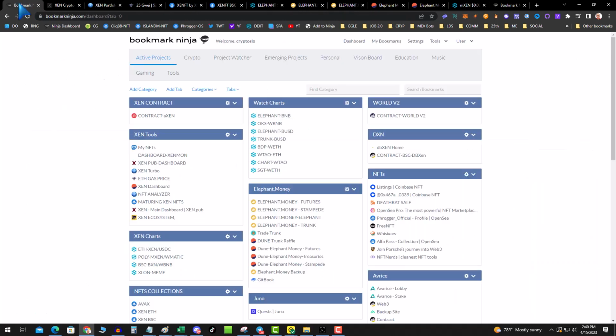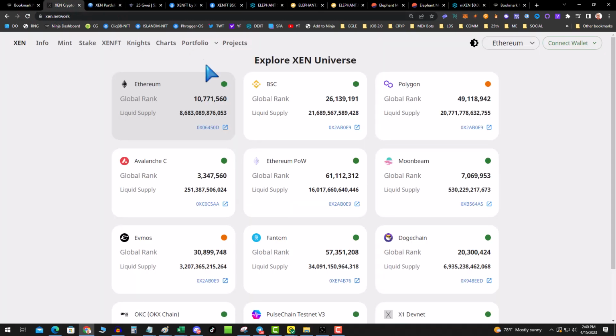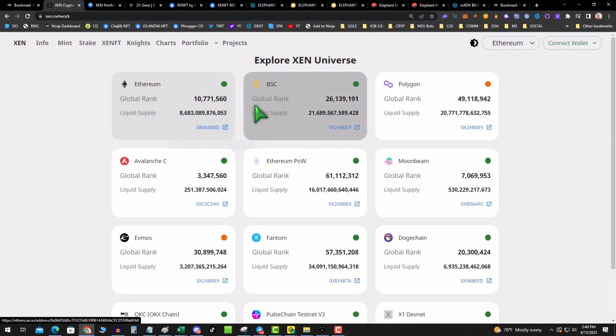Okay. Talking about Poly, as far as Polygon goes, it is cheap. Okay. It's glitchy and frustrating, but it's cheap. Usually about 6 to 8 Matic per XENCRYPTO, and then you basically just start stacking. Okay, so those haven't been too bad.